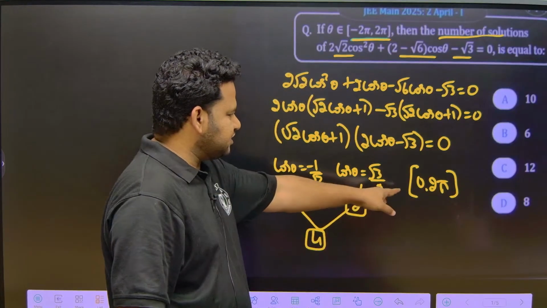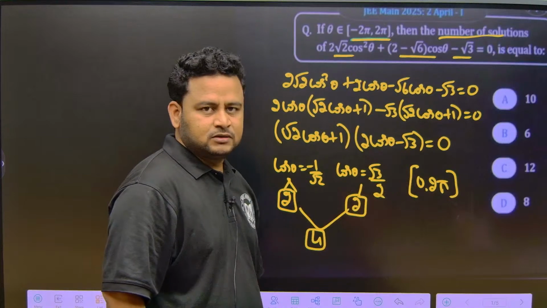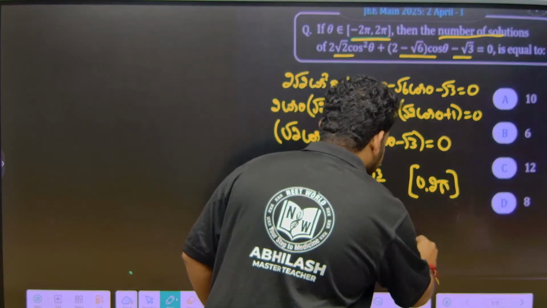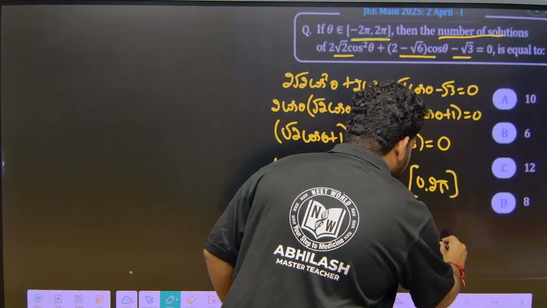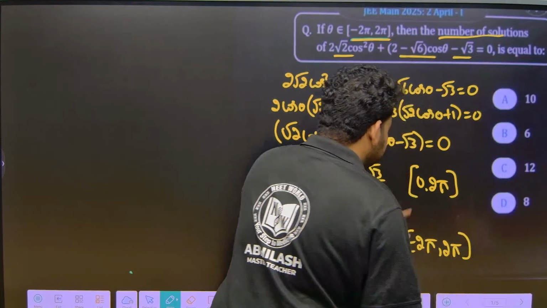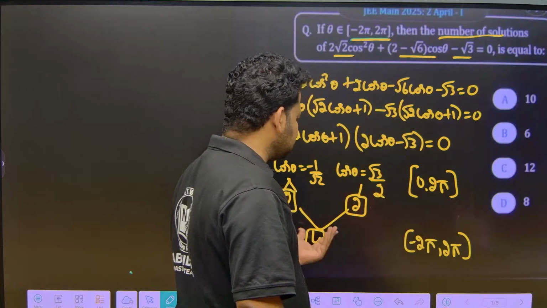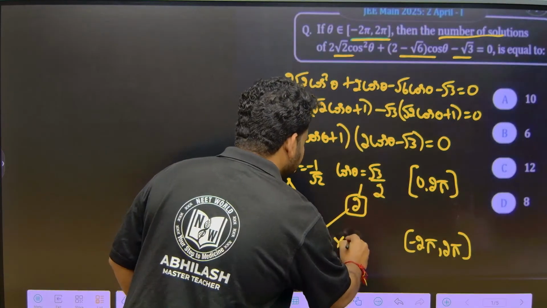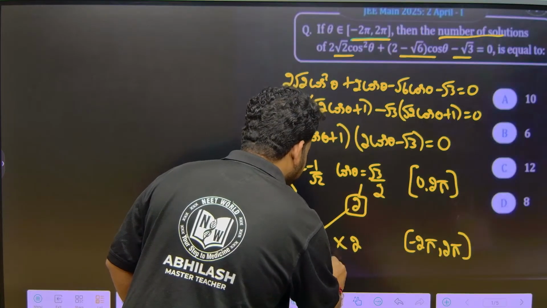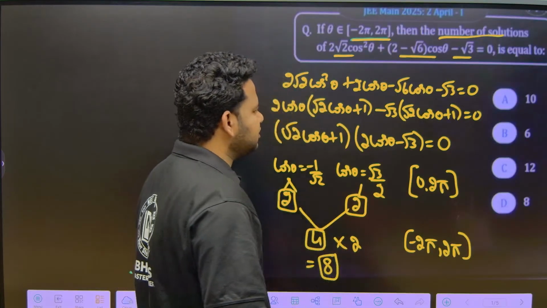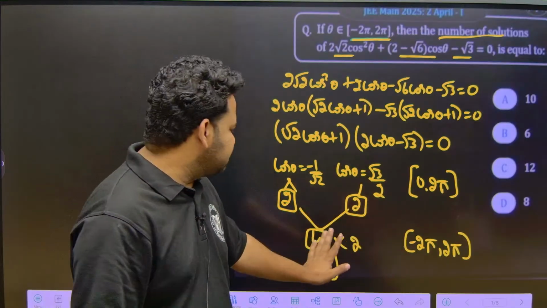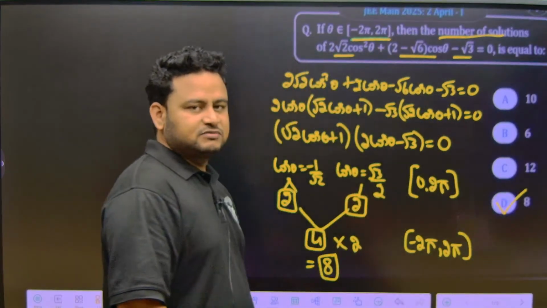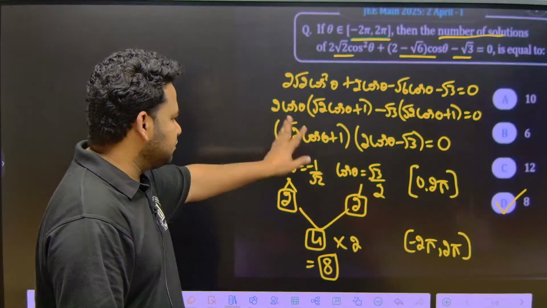But you have to understand that I took this from 0 to 2 pi, whereas the actual interval is minus 2 pi to 2 pi. If it is 0 to 2 pi it gives 4, and 0 to minus 2 pi also gives 4, so there is complete symmetry. So, I can make this 4 into 2, which is 8 solutions. The number of solutions is equal to 8. This is one way of solving.